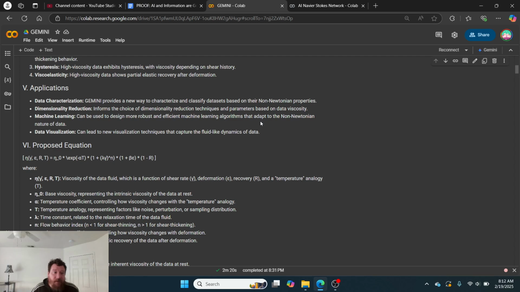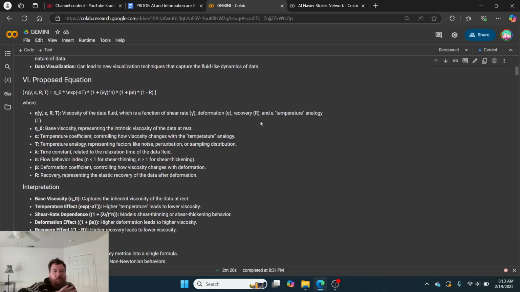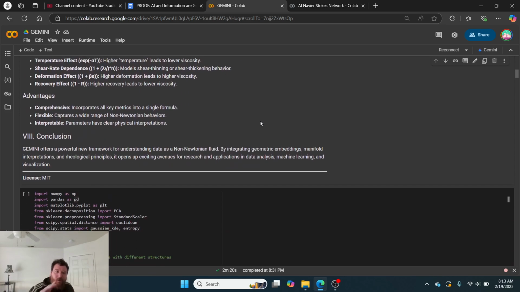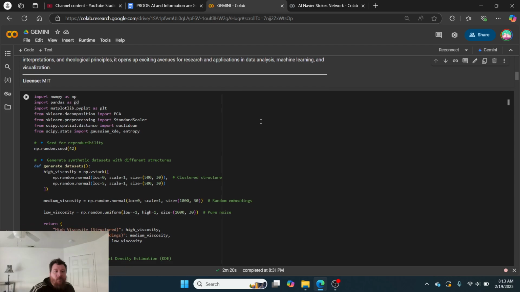Applications. Data characterization: GEMINI provides a new way to characterize and classify data sets based on their non-Newtonian properties. Dimensionality reduction: it informs the choice of dimensionality reduction techniques and parameters based on data viscosity. Machine learning: it can be used to design more efficient machines and data visualizations. Here's the proposed equation. Again, it looks much better on my GitHub. And all of this is MIT licensed up front.